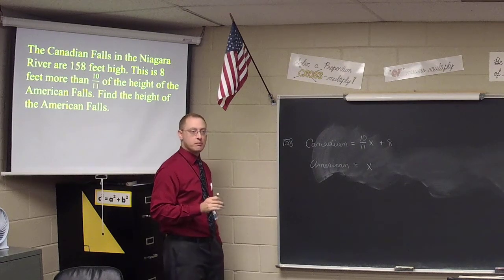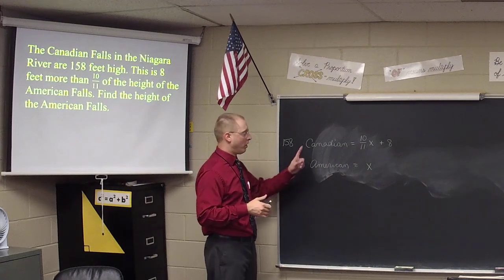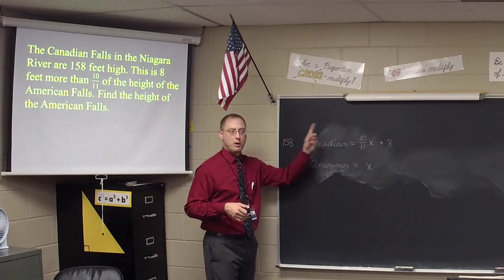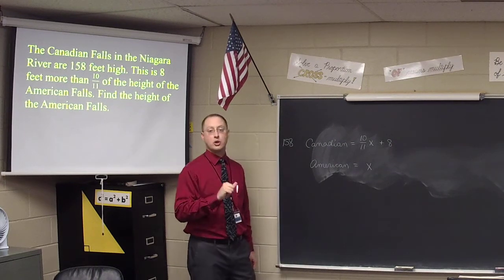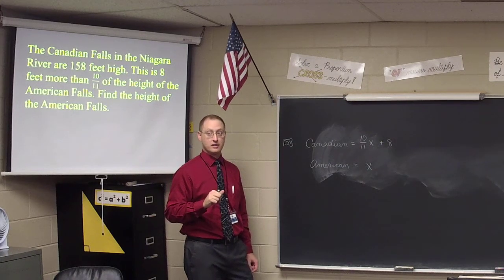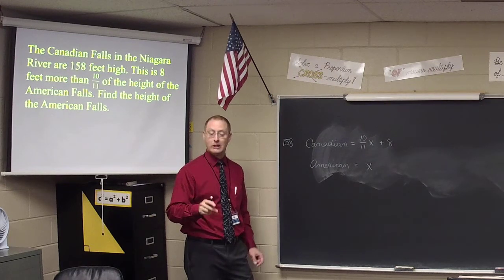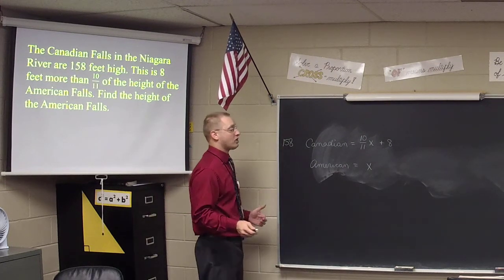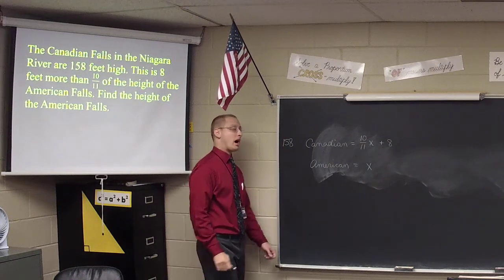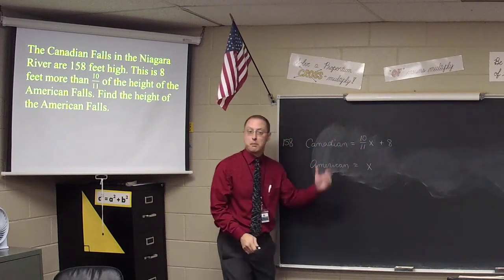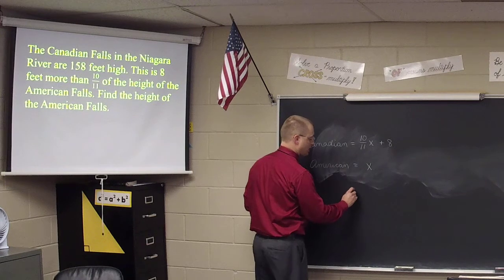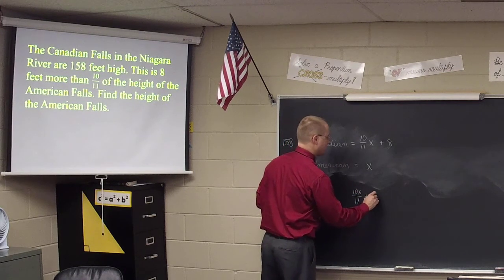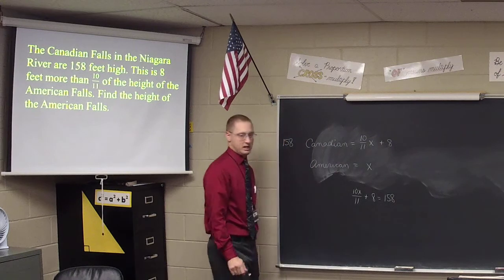And once again, we see something we saw a couple days ago where we have one unknown represented two different ways. And I had you write this in your notes. If you have one unknown represented two different ways, the equation will always be the two ways equal to each other. Logically, that should make sense. How high are the Canadian Falls? 158 feet. How high are the Canadian Falls? 10/11ths X plus 8. It's both of them, right? And since it's both of them, they must be equal to each other. So the equation here: 10x over 11 plus 8 equals 158. Does it make sense?